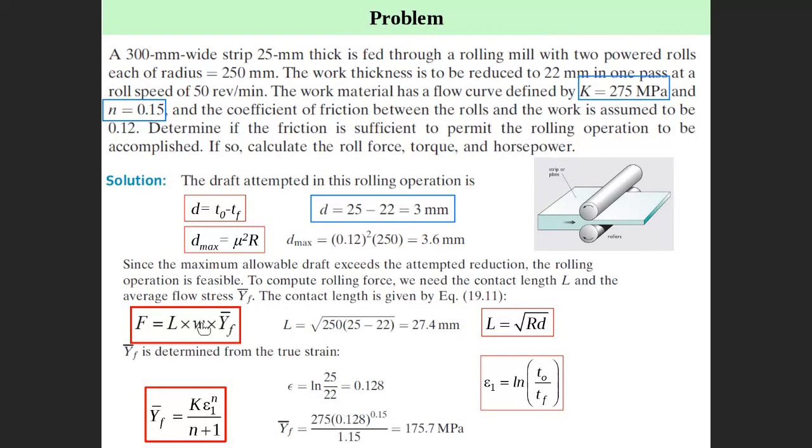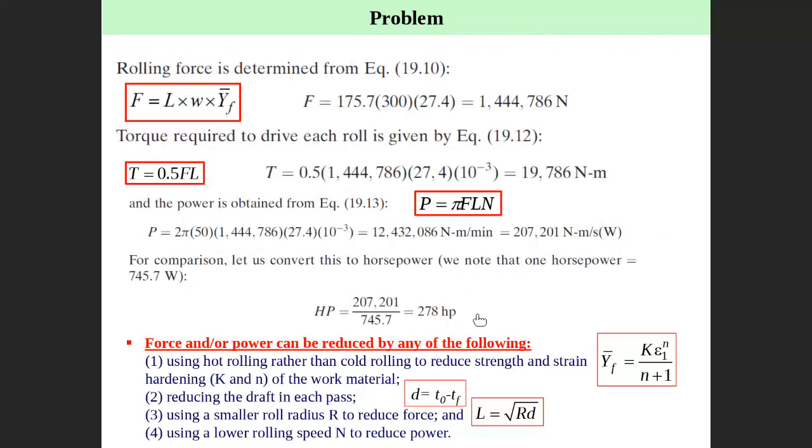L, okay. W is given, then you can calculate the force. Then go to the next slide. Then the force can be calculated. This is the force. We need to obtain torque. Torque equals 0.5 FL. F is known, and L we already obtained in the last slide.